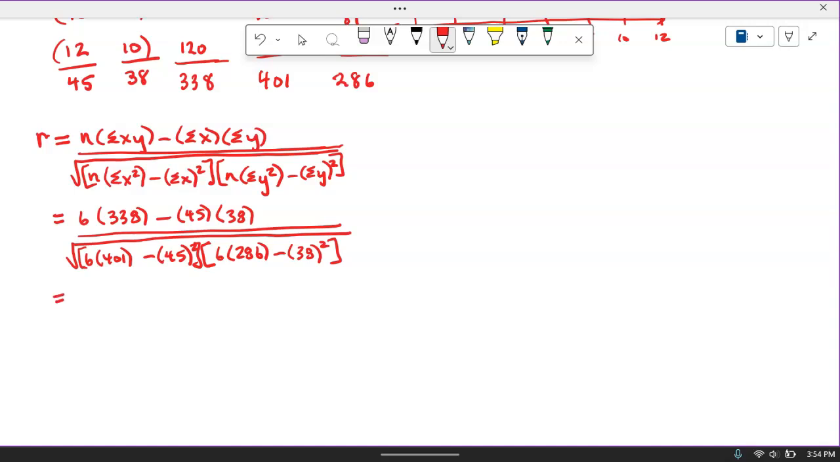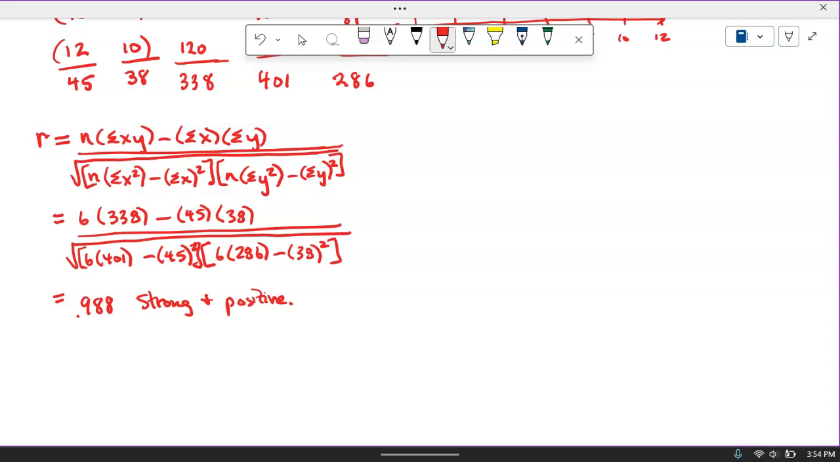Once you calculate that, you are going to get 0.988, and that goes right along with our prediction. We predicted strong and positive, and that is definitely strong. It is very close to 1, and it is positive because, well, it's a positive number. So it does confirm what we thought. It is strong and positive, so I'm feeling really good about this.